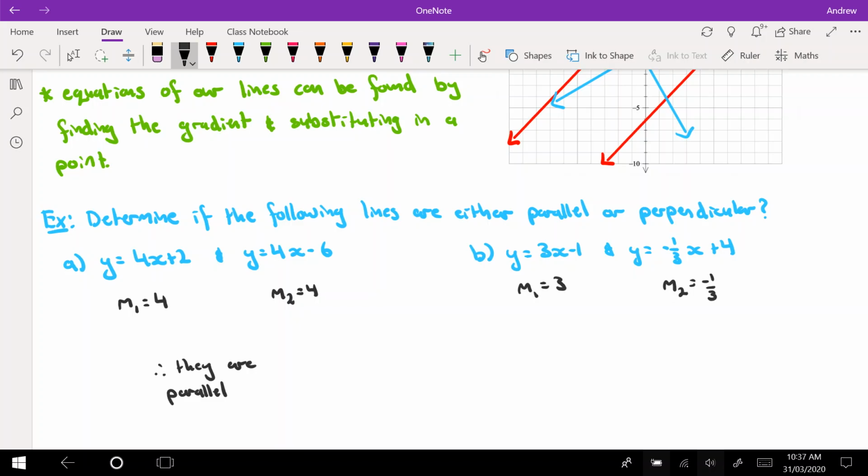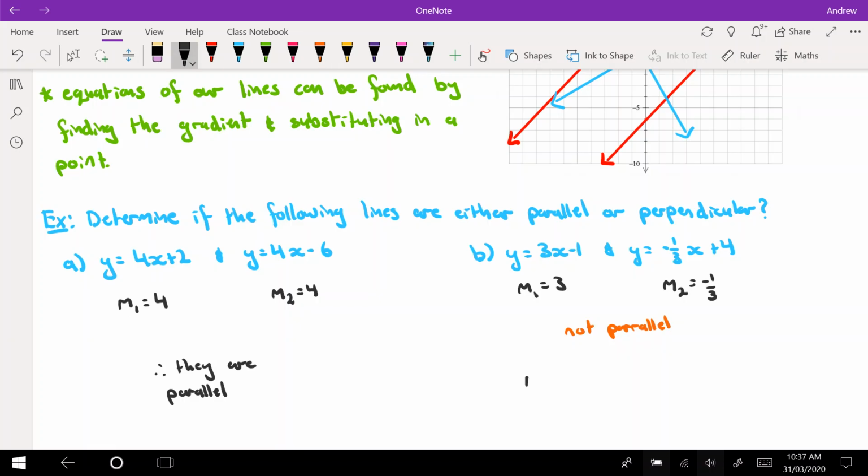So they're not equal to each other. So we know right now they're not parallel. They're not parallel, but they could be perpendicular. We don't know right now, so we have to check with our test.